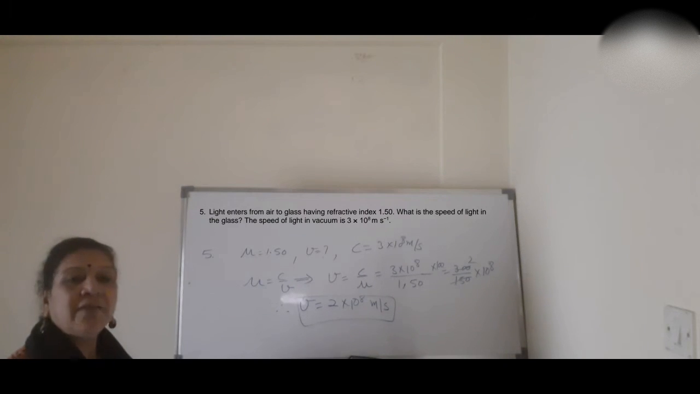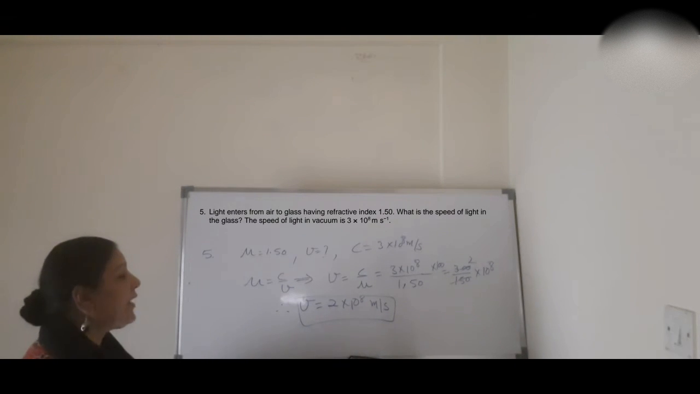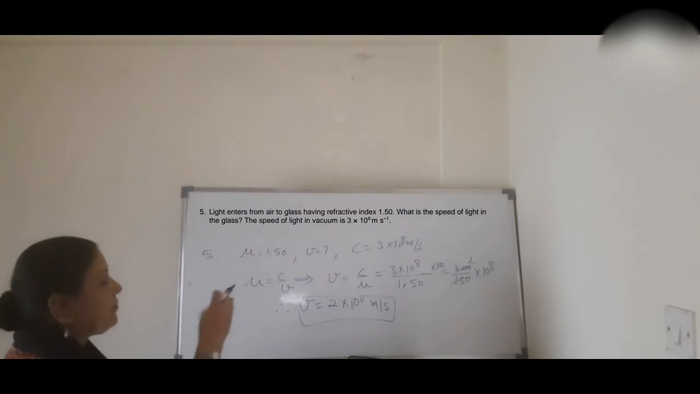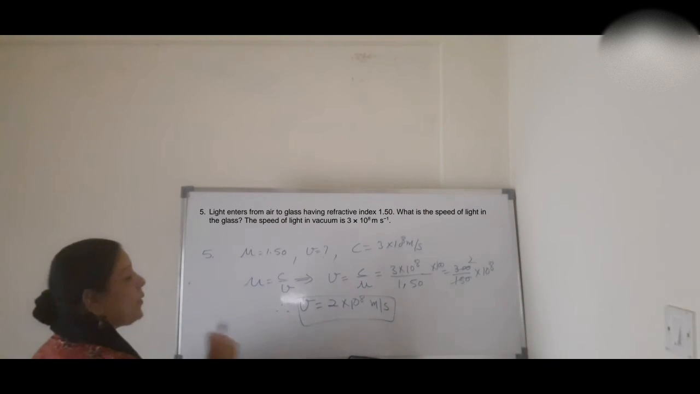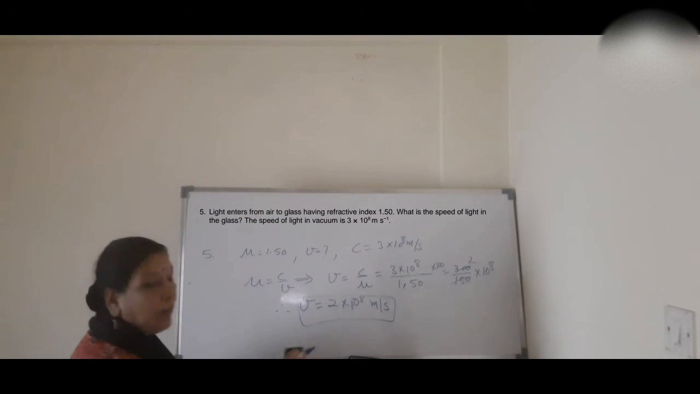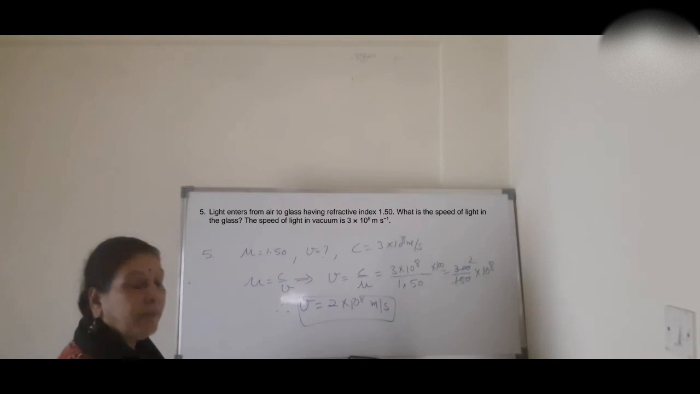Simple. n is equal to C by V or mu is equal to C by V, and from that we found that V is equal to C by mu. We already know all the things, so V is equal to 2 into 10 to the power 8 meters per second.